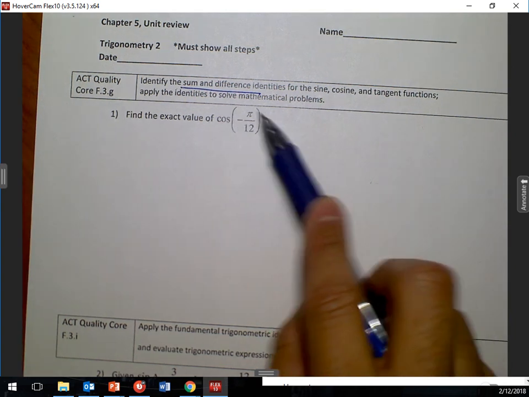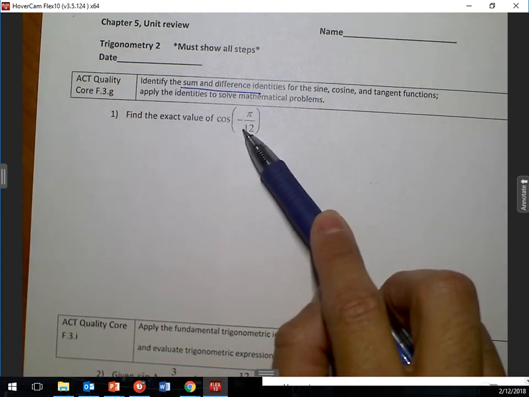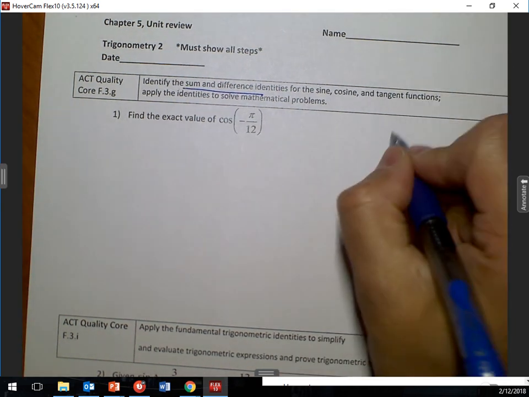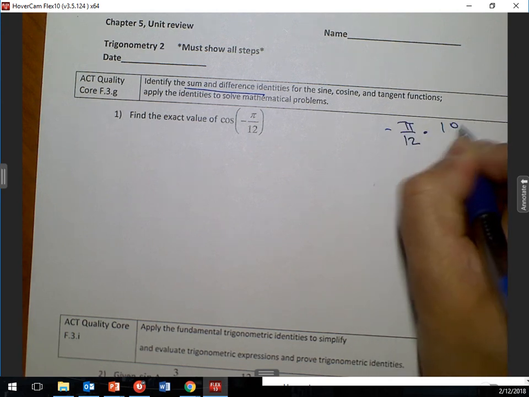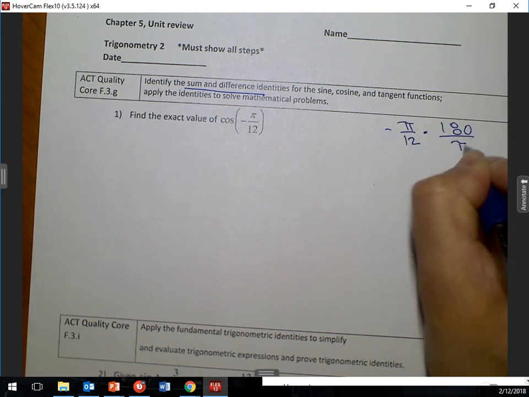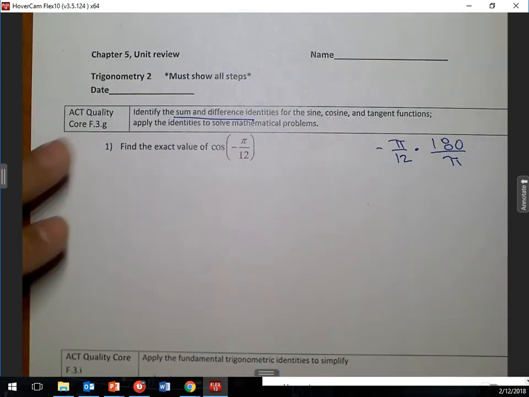So if I do my math, a lot of people don't like radians, so let's turn this into degrees. Negative pi over 12 times, and then do my math.